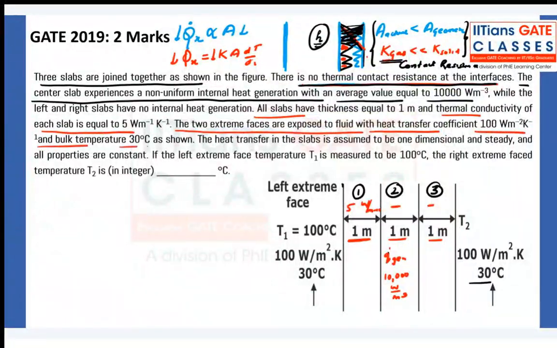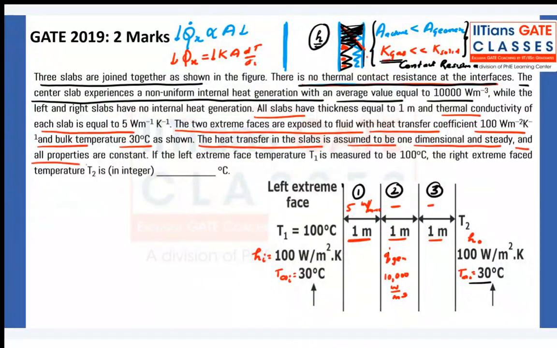So on both sides, T infinity out is 30 degrees, T infinity in is 30 degrees. H in is 100 watt per meter square Kelvin, H out is 100 watt per meter square Kelvin. Now the heat transfer in the slabs is assumed to be one dimensional and steady, and all the bulk properties are constant.